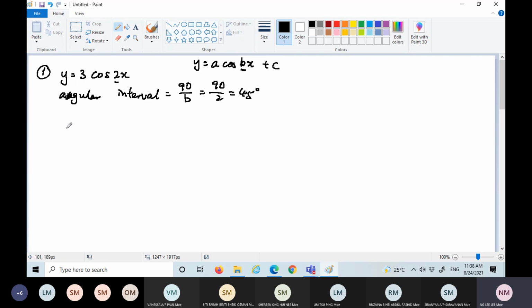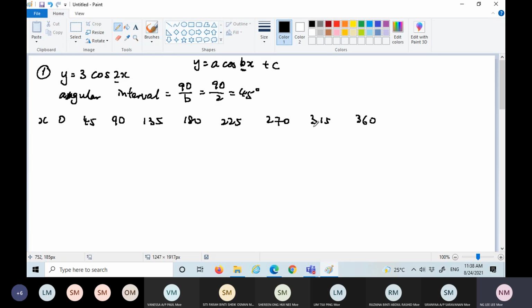This one the meaning is when you build the table, the first value of x is 0, the next one will be 45. The interval of 45 means add 45 to get the next value. So 45 plus 45 is 90, 90 plus 45 is 135, 135 plus 45 is 180, and then continue, you have 225, 270, 315, and lastly 360. So this is the x value that you need to get.